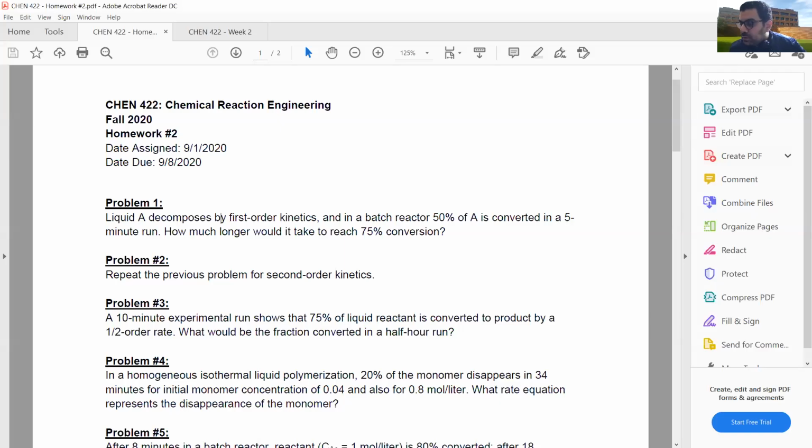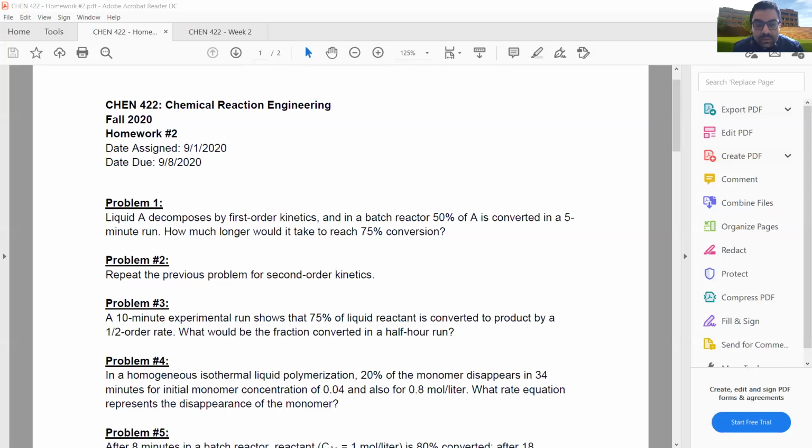Okay, let's move on to problem number 3. In this problem, you're being told that a 10-minute experimental run shows that 75% of liquid reactant is converted to product by a half order rate. What would be the fraction converted in a half-hour run? So the first thing you need to look out for here is the half order rate.